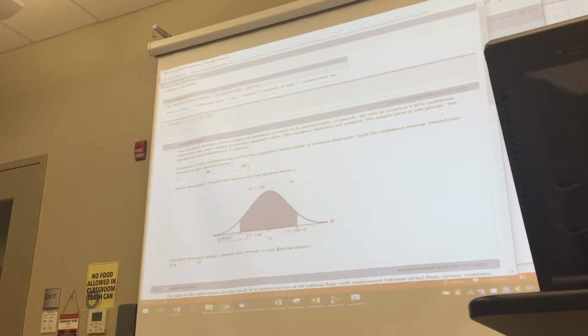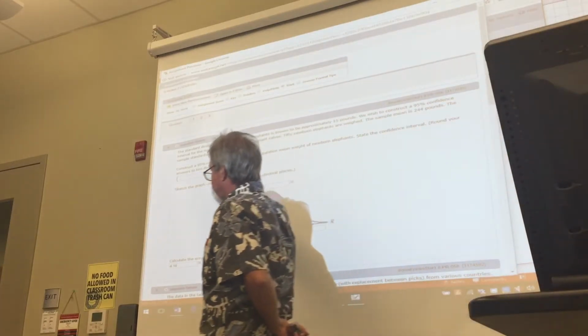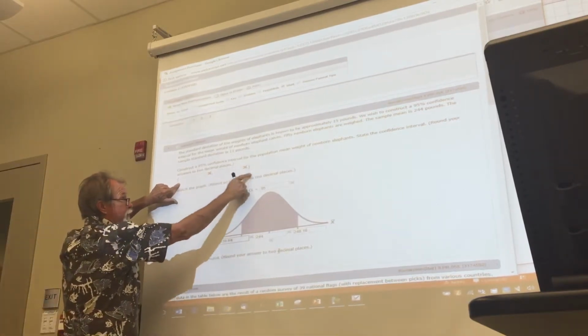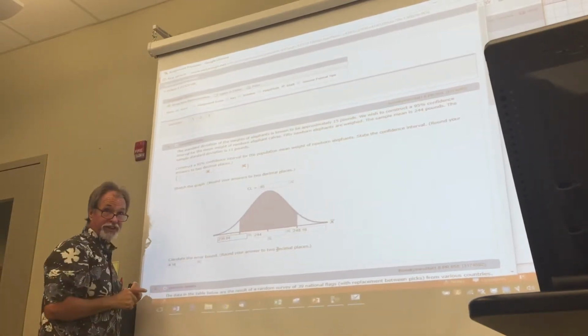$239.84. And we're done with this problem, except we haven't filled in a couple of blanks. What do we mean when we write this up here with a couple of parentheses on either side?